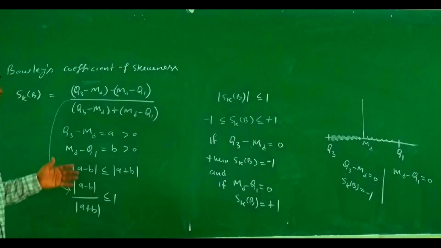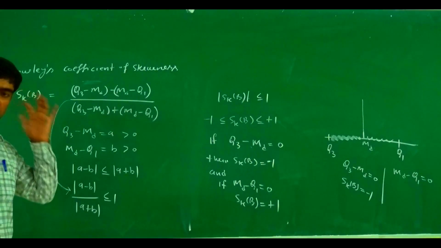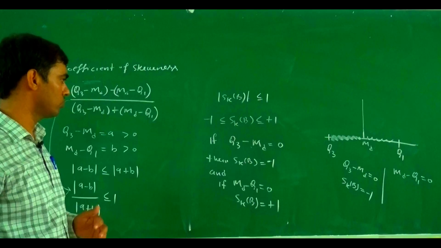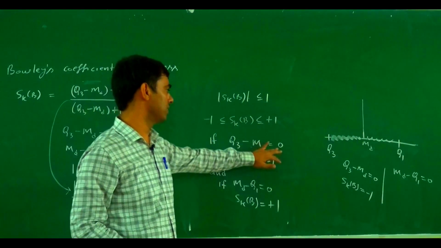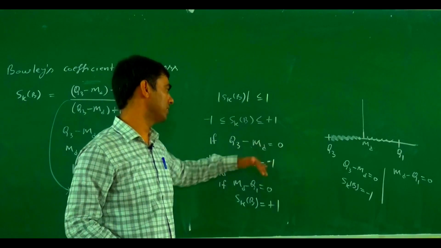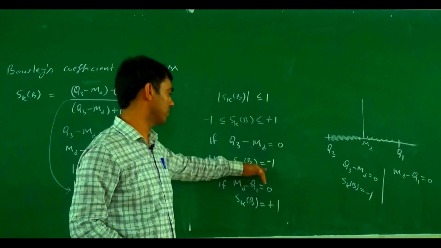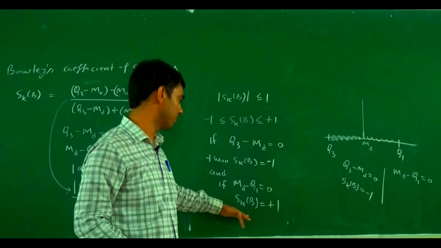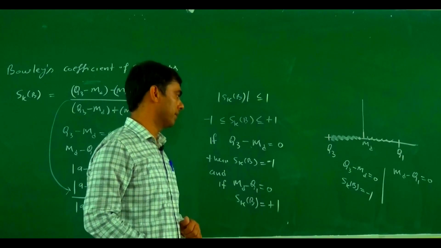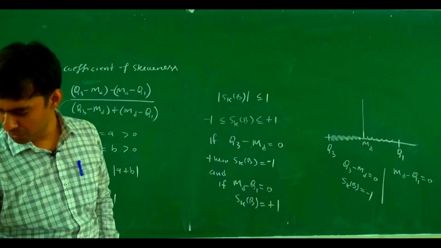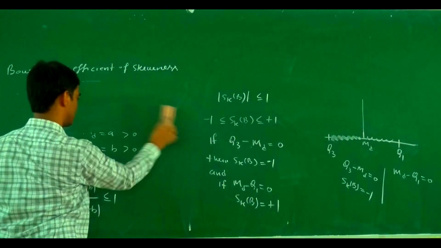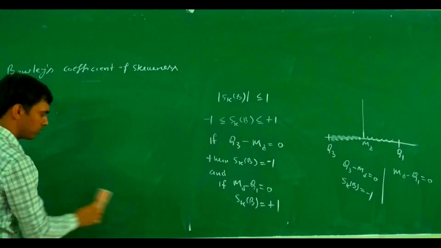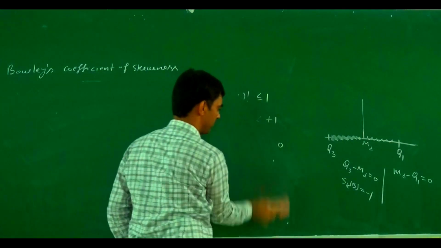So this is another interpretation of the Bowley coefficient. What is the range of the Bowley coefficient? It is minus 1 to 1. If Q3 minus MD equals 0, means Q3 equals MD, then SKB equals minus 1. If MD equals Q1, then SKB equals plus 1. So this is the Bowley coefficient of skewness. Now, the third one is the coefficient of skewness based on moments. So, skewness based on moments.